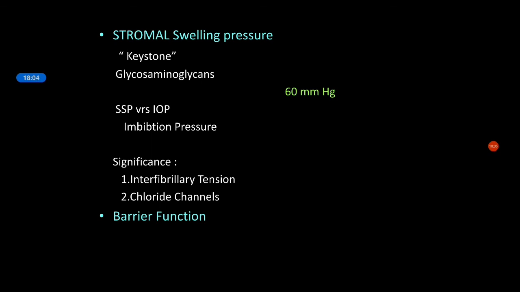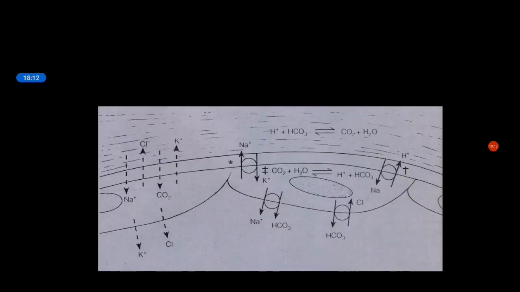Also, the next role with regard to corneal transparency is the barrier function that is formed by the epithelium and the endothelium. Now these are the pumps that are present in the endothelium. There is a sodium-potassium pump which is the most important pump. Sodium is pumped in and potassium is pumped out of the endothelium.